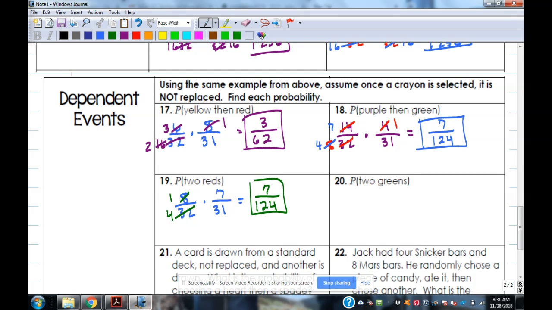All right, probability of 2 greens. How many greens are there? 4 out of 32. If we get a green, there are now 3 out of 31. So 1/8. So that'd be 3 out of 2 times 124, the 248. Not a good chance, 2 greens.